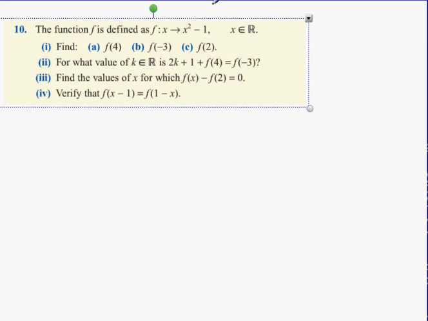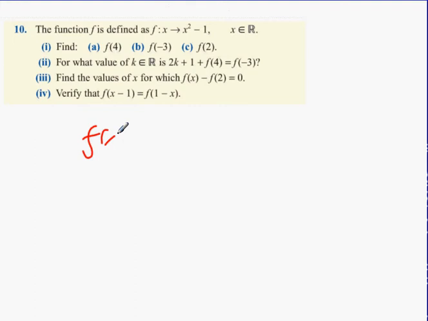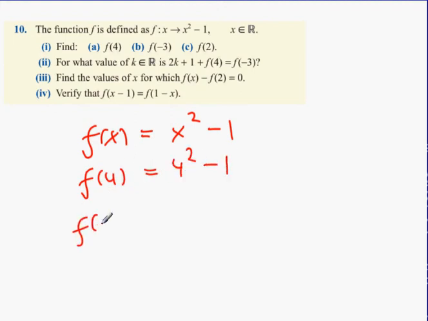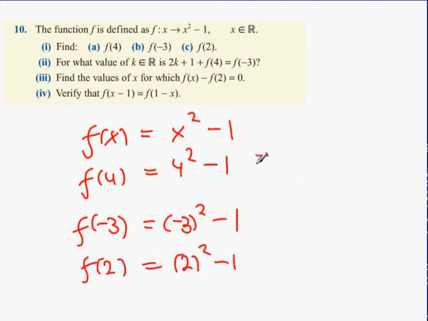We have here a function defined by f of x. What this means is, whatever x is, square it and take away 1. Question 1 is very easy. It just wants f of 4. f of 4 is 4 squared minus 1. It wants f of minus 3, which is minus 3 squared minus 1. Then it wants f of 2, which is 2 squared minus 1. The answers will be 15, the other answer will be 8, and the other answer will be 3.